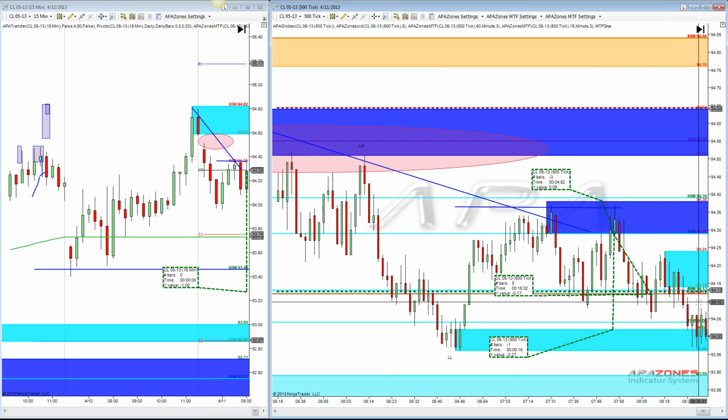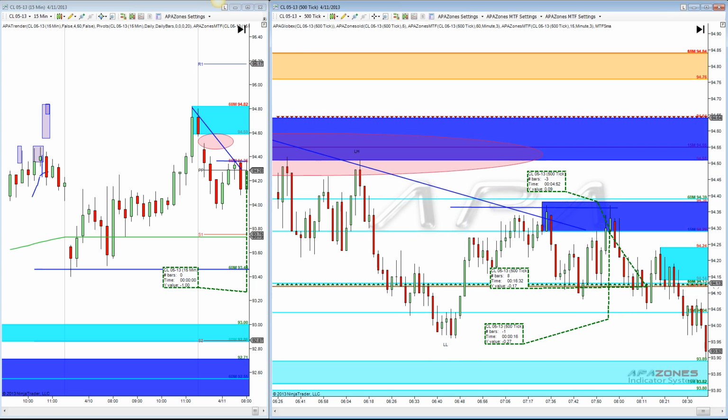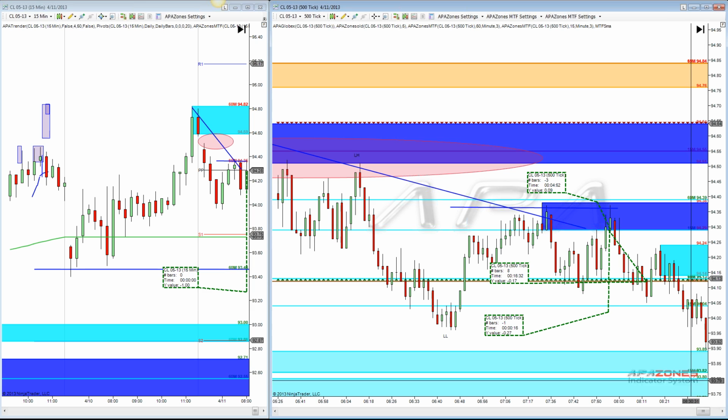So let's see what happens. And boom, we break to the downside. All right, so right around that time there. So 500 tick zone by itself.